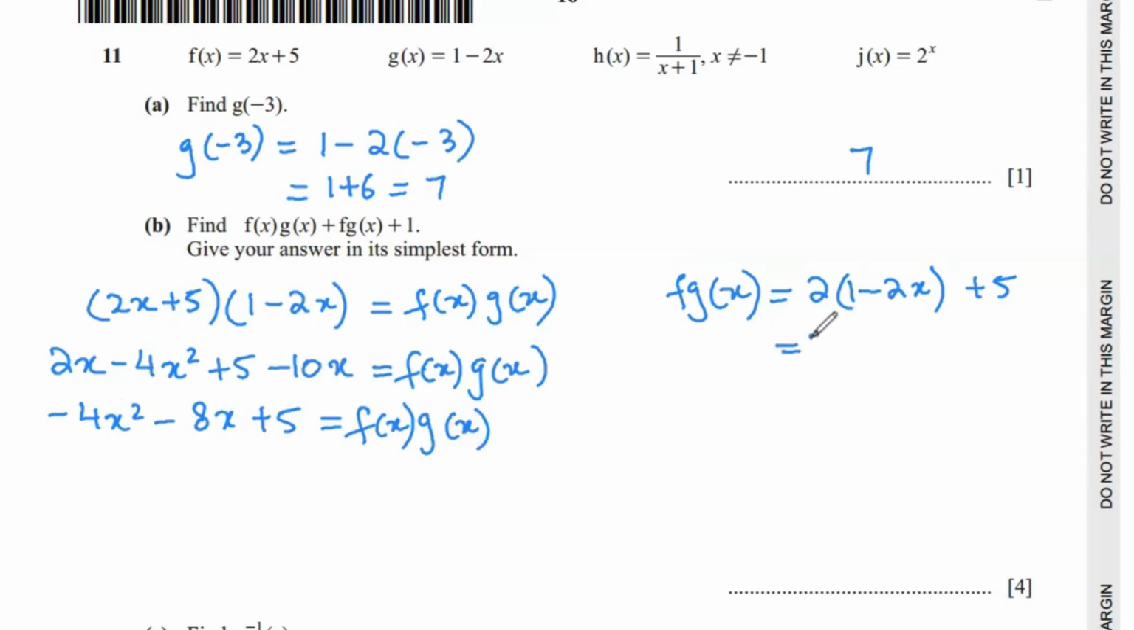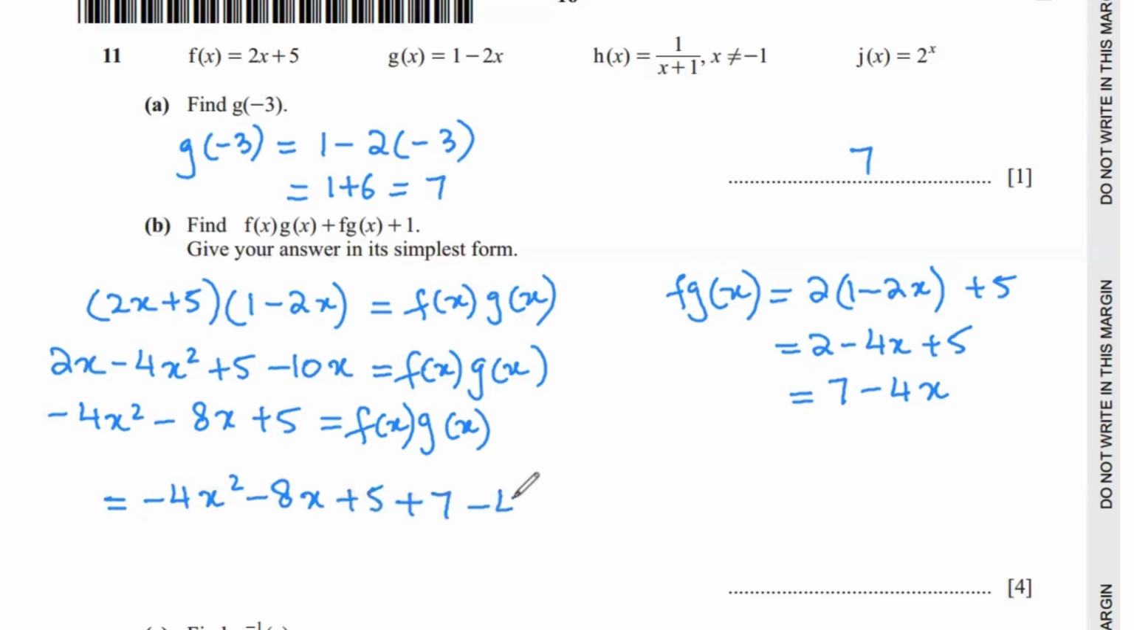Then this becomes 2 minus 4x plus 5, which is 7 minus 4x. Now what they're asking for is negative 4x squared minus 8x plus 5, plus 7 minus 4x, plus 1, which gives negative 4x squared minus 12x plus 13. This is what we get for this entire expression.